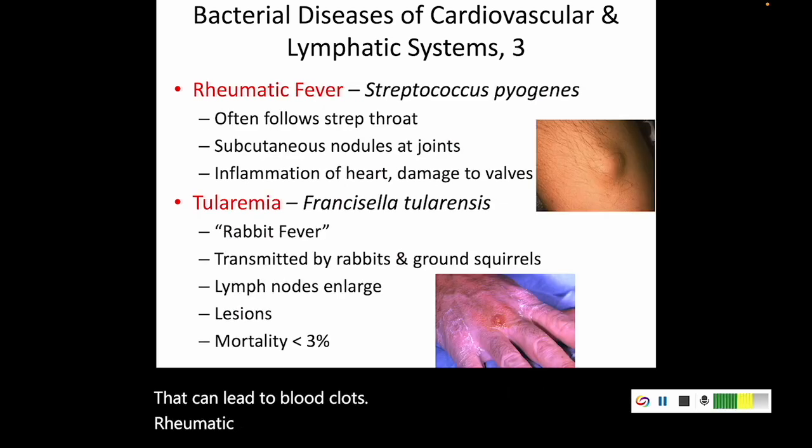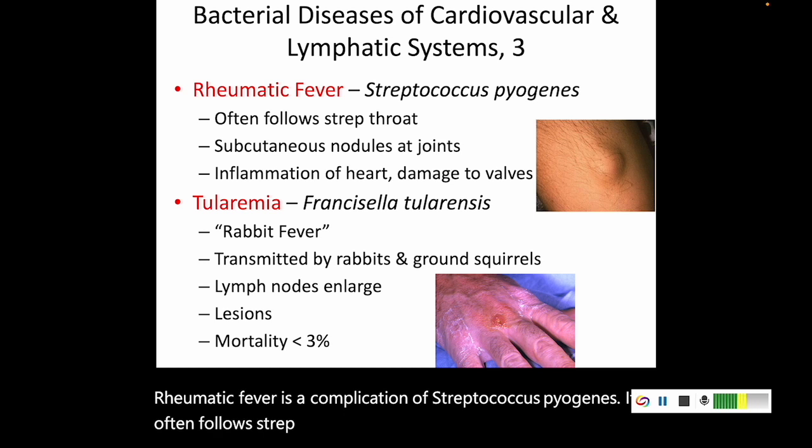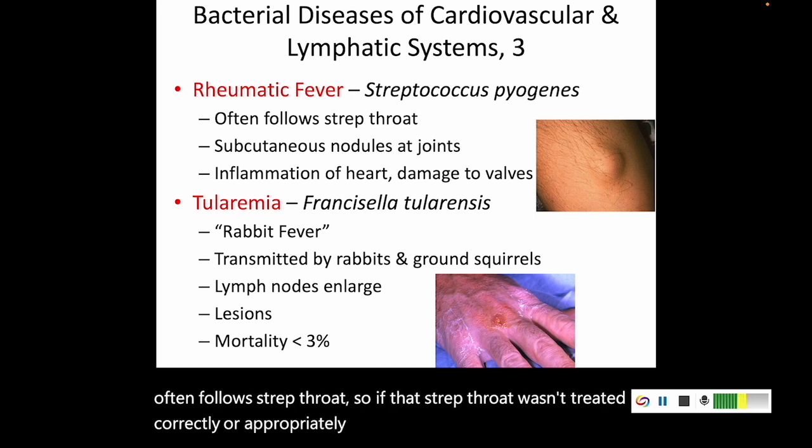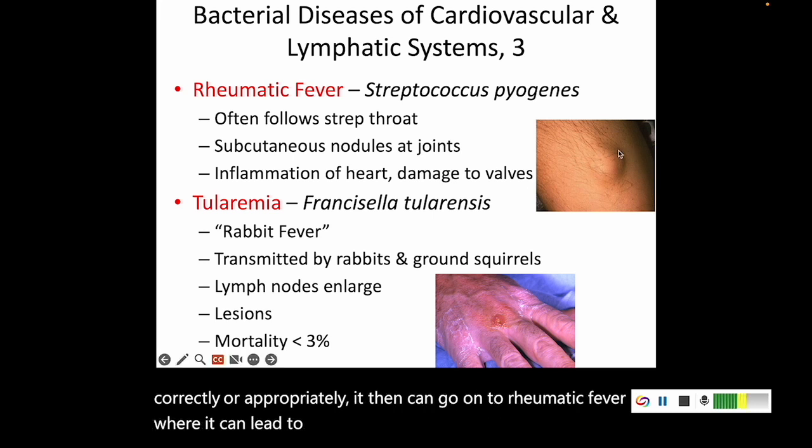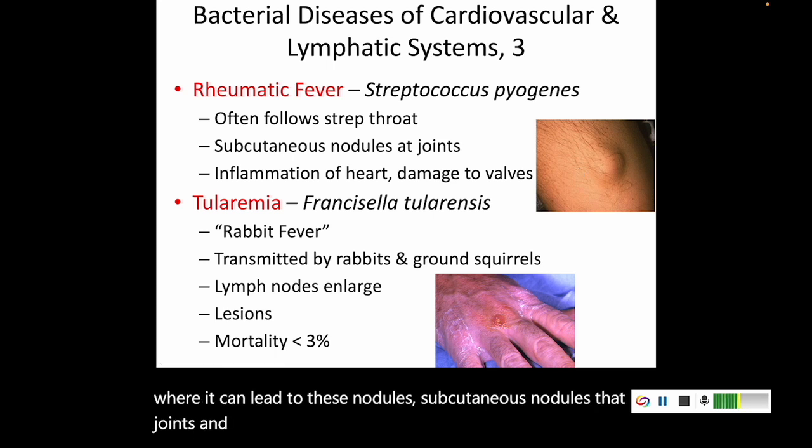Rheumatic fever is a complication of Streptococcus pyogenes. It often follows strep throat. So if that strep throat wasn't treated correctly or appropriately, it then can go on to rheumatic fever, where it can lead to these nodules, subcutaneous nodules at the joints, and also can inflame the heart and damage heart valves.